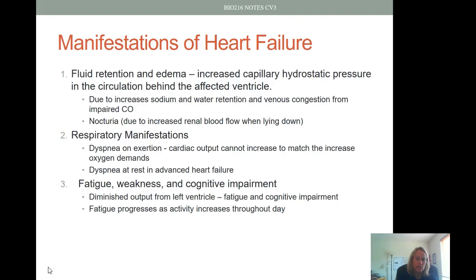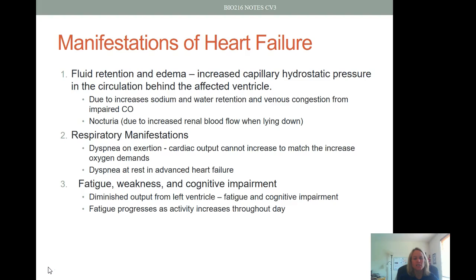Okay, so let's look at some of the manifestations of heart failure. We're going to have fluid retention and edema. So we're going to have increased capillary hydrostatic pressure due to the extra blood in the circulation behind the affected ventricle. We're also going to see increases in sodium and water retention and venous congestion, the venous congestion from the impaired cardiac output. One of the things this can do is lead to increased urination at night. And this is due to increased renal blood flow when lying down.